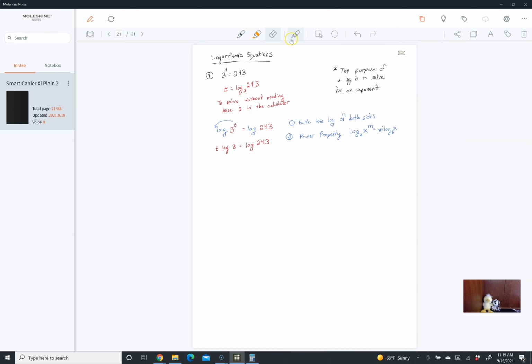That's the power property. Okay, so the next thing that we can do is solve for t. So solving for t is just isolating our variable. We can divide both sides by log base 3. So that means t is equal to log of 243 over log of 3.